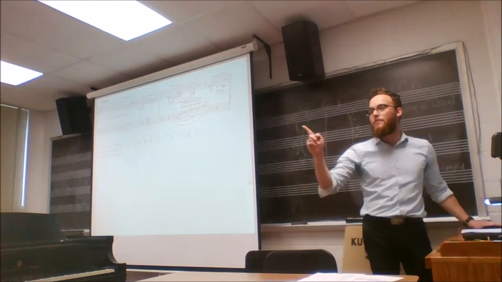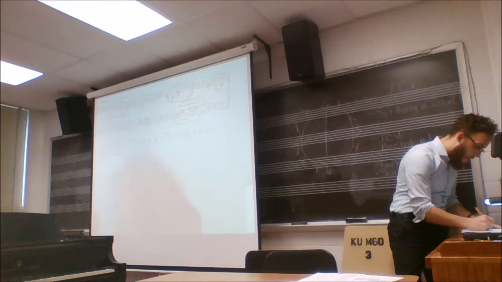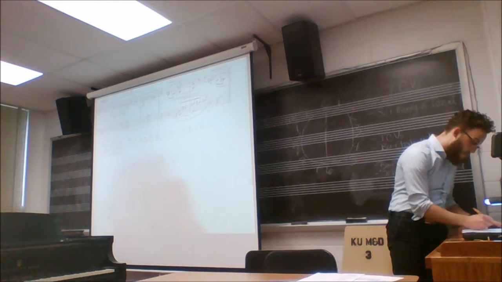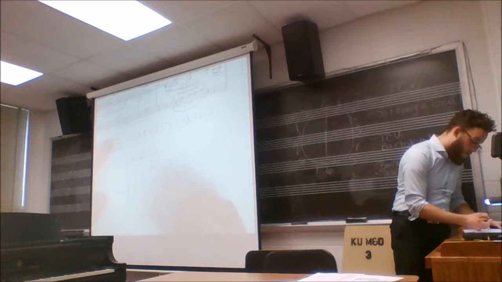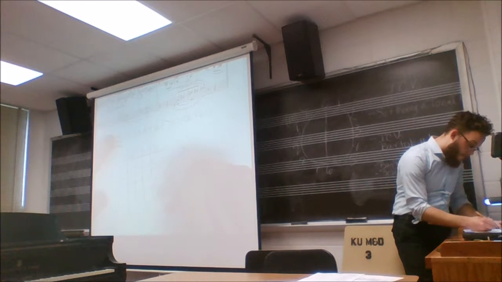All right, somebody talk me through it. 0 to 1 is 1. 0 to 3 is 3. Okay. 0 to 4 is 4. 0 to 5 is 5. 0 to 7 is 5. Okay, next one. Keep going. 1 to 3 is 2. 1 to 4 is 3. 1 to 5 is 4. 1 to 7 is 6. 3 to 4 is 1. 3 to 5 is 2. 3 to 7 is 4. 4 to 5 is 1. 4 to 7 is 3. And 5 to 7 is 2.